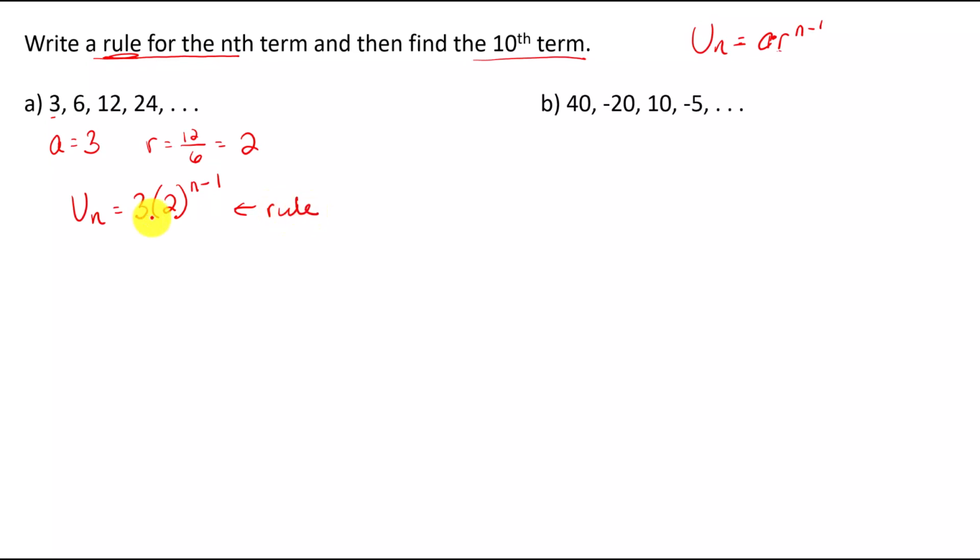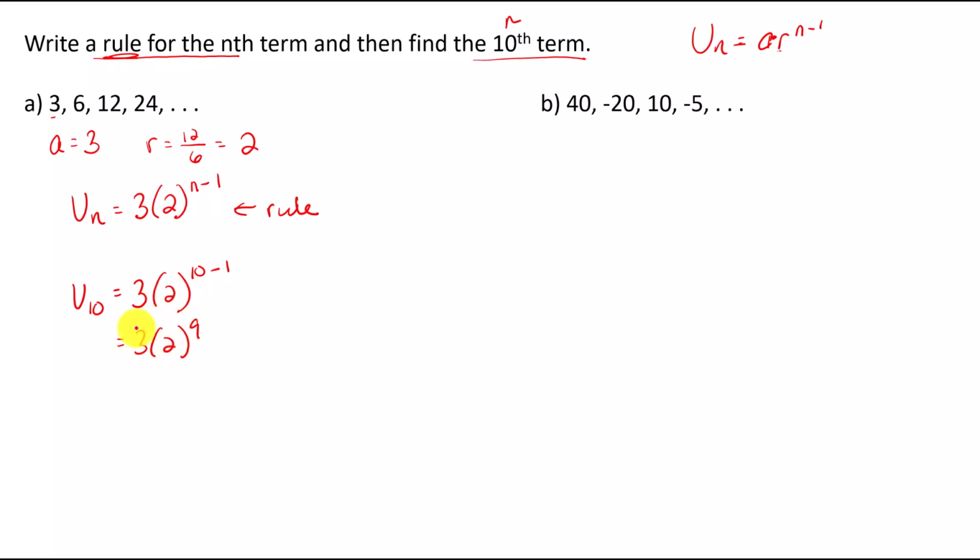And it has to stay like that. We can't simplify it. You cannot multiply this 3 by this 2 to simplify it because this 2 has an exponent that would need to be dealt with first, and we don't know what that value is. So it has to stay just like this. But now we can use this to find the 10th term. So 10 would be n. So we can say the 10th term, u sub 10, is going to be equal to 3 times 2 to the 10 minus 1. Okay, now we can simplify this. This is going to be 3 times 2 to the 9th.